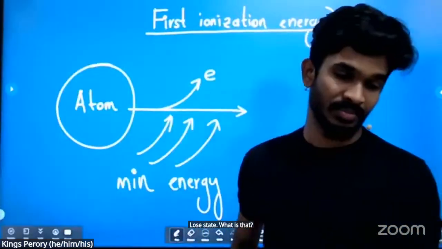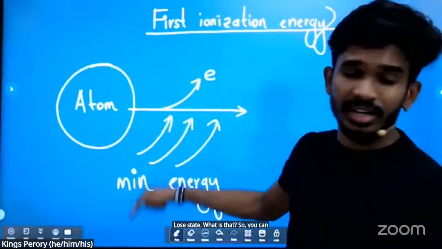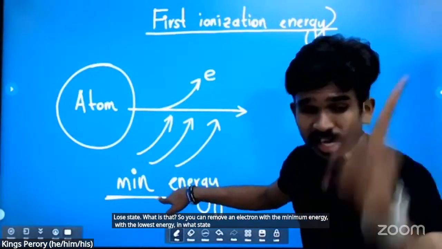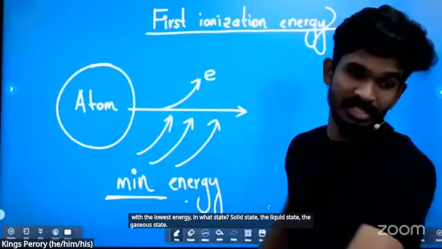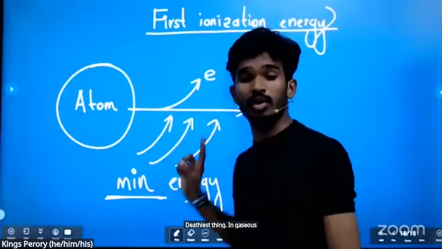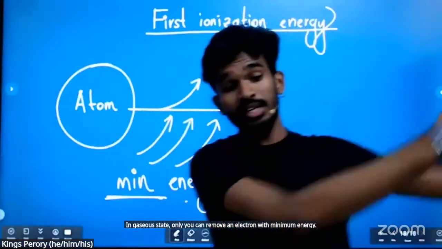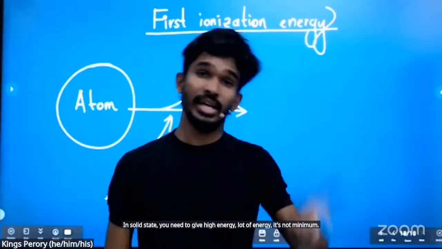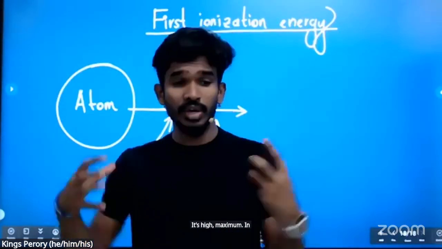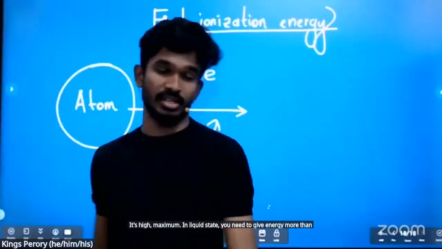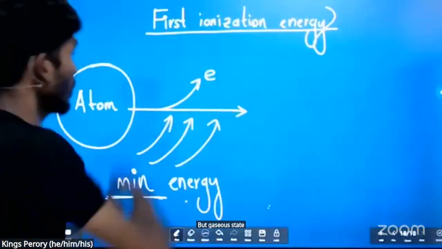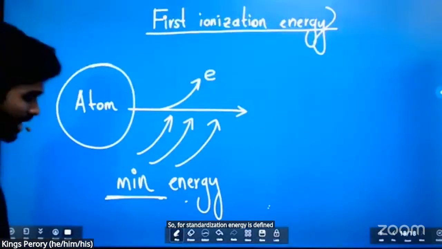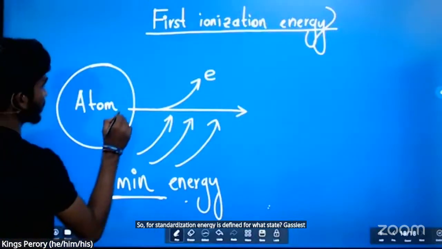What is that? Gaseous state. So you can remove an electron with the lowest energy in the gaseous state only. In solid state, you need to give high energy, a lot of energy. It's not minimum, it's maximum. In liquid state, you need to give more energy than gaseous state. But in gaseous state, you can give the minimum energy to remove an electron. So first ionization energy is defined for what state? Gaseous state.